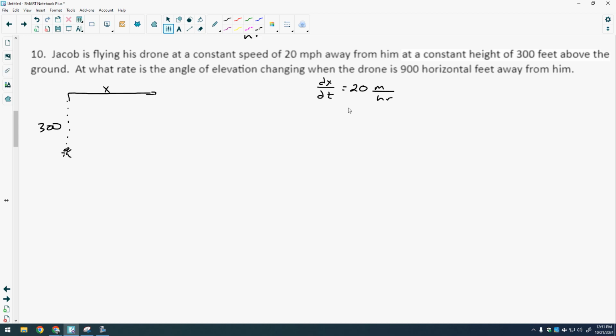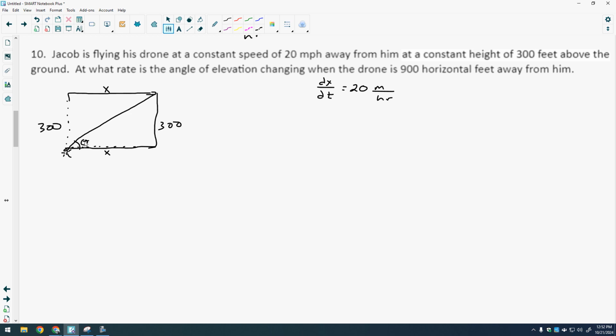Okay, at what rate is the angle of elevation? So Jacob is looking up at his drone. Angle of elevation is not this angle, it is this angle. If we did another triangle going this direction, this would be x, this would be 300, this is my angle of elevation. How far from a horizontal does he need to raise his eyes and look up in order to see his drone? That's the angle of elevation. This is not the angle of elevation. It's this right here.